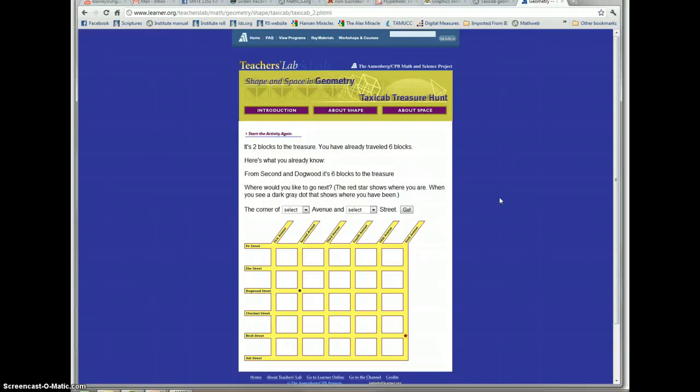Now we have 2 points to determine, and you can go on guessing using the information that's given you to determine where the treasure is. Kids like to do this, and they like to play it over and over.